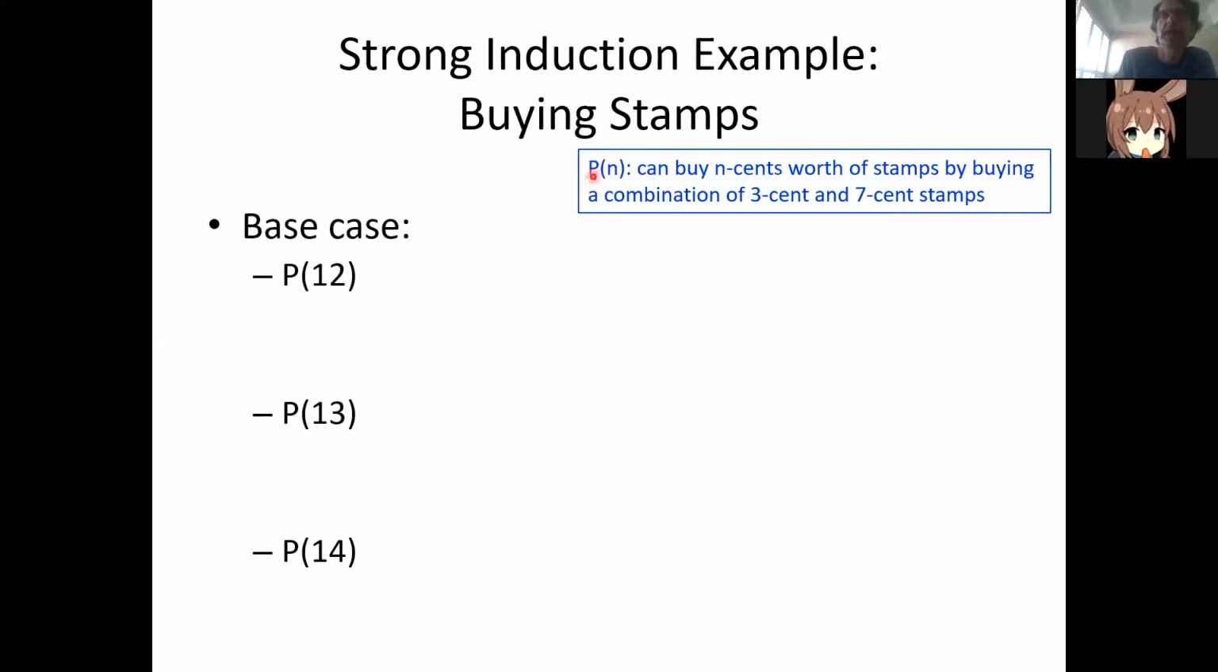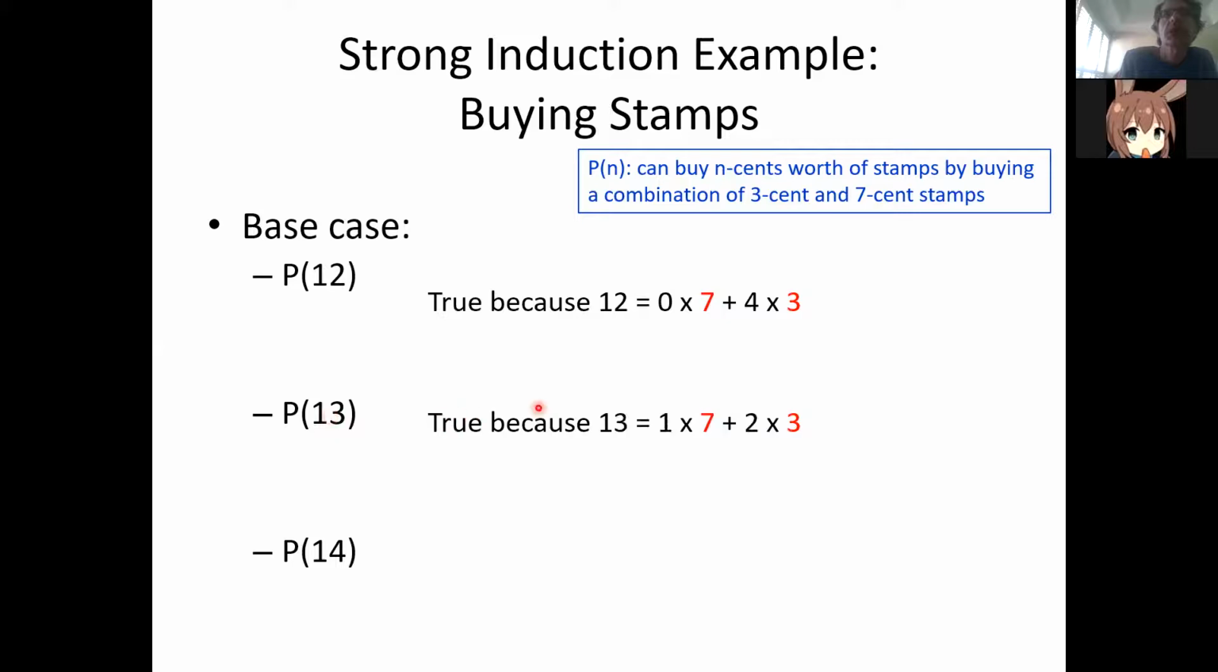Because we're trying to prove this predicate for n at least 12. So for 12, we already showed that we have it. It's just 4 times 3, right? Now, what about 13? Well, we have one 7-cent stamp. We subtract, that's a 6, and we can express it as a multiple of 3. 14, of course, is just a multiple of 7, right? This suffices to prove the rest using induction.